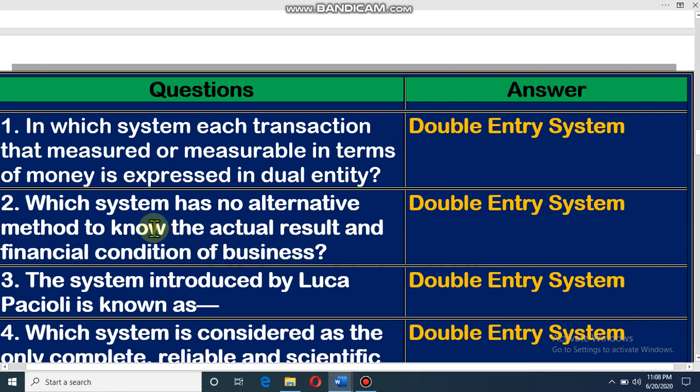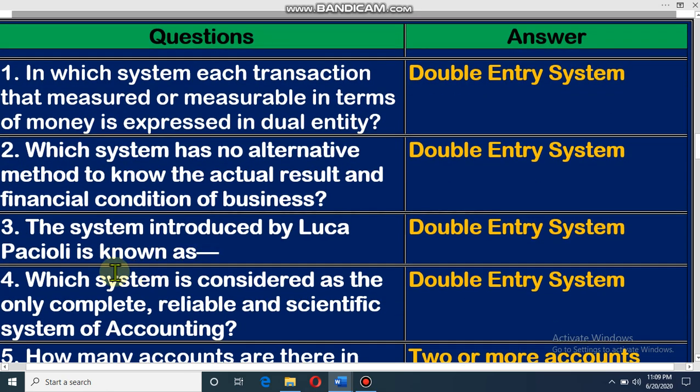Dear student, the first question is: in which system is a transaction that is measurable in terms of money expressed in dual entity, that means two parties? That is the double entry system. Which system has no alternative method to know the actual result and financial condition of a business? That is also the double entry system. The system introduced by Luca Pacioli is known as the double entry system. That means all over the world, this system was introduced by Luca Pacioli.